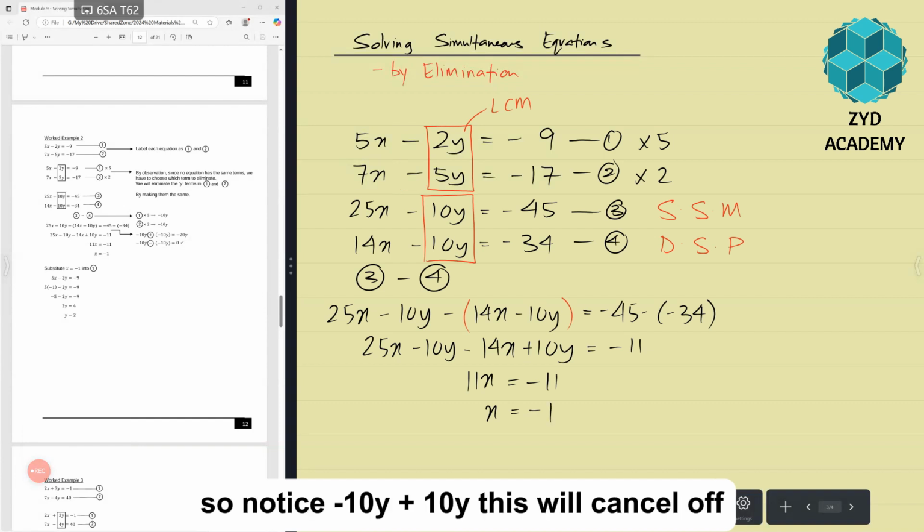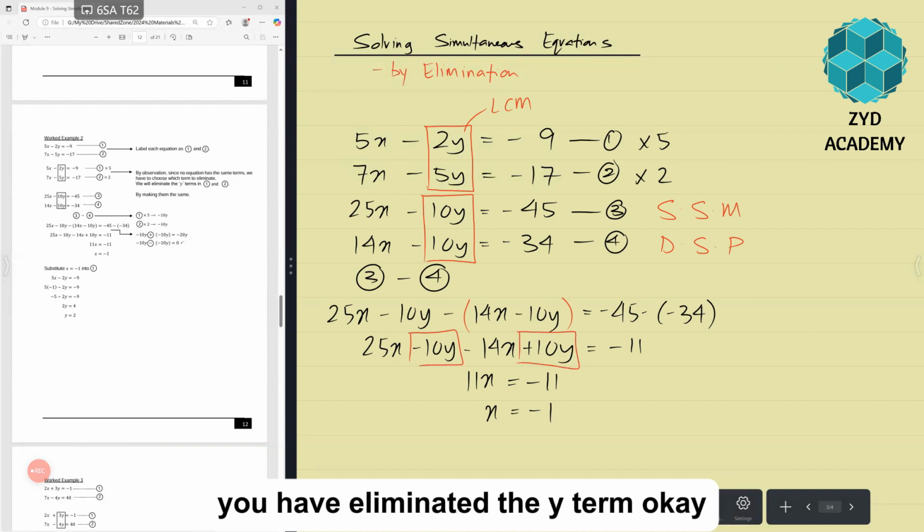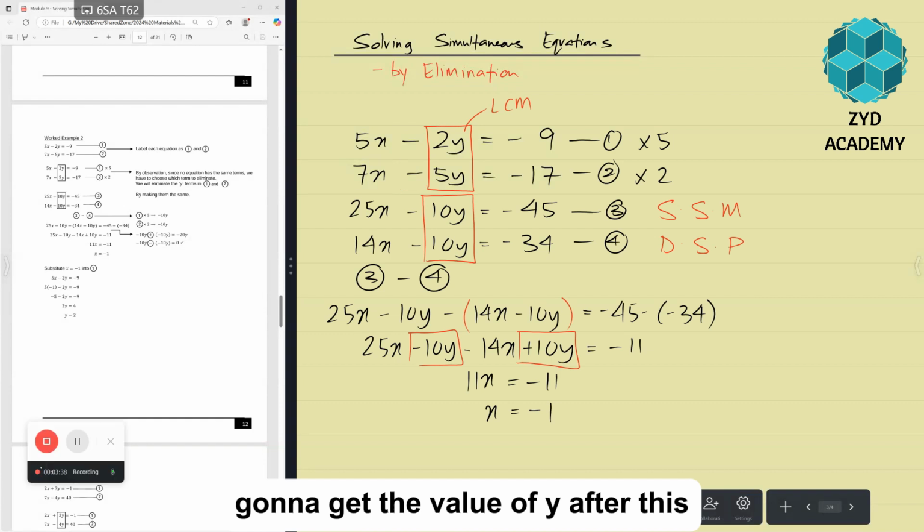Notice minus 10y plus 10y will cancel off. You have eliminated the y term. Let's see how we are going to get the value of y after this.